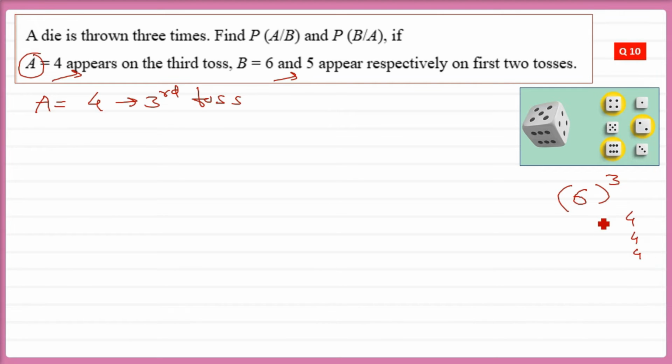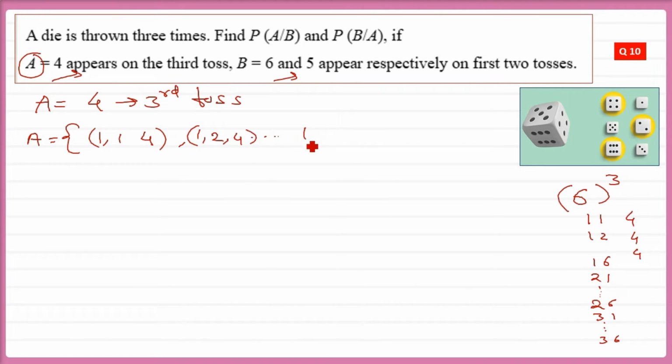Now the first and second tosses can give you 1,1; 1,2 till 1,6. Then you have 2,1; 2,2; 2,3; 2,4; 2,5; 2,6. Then 3,1; 3,2; 3,3; 3,4; 3,5; 3,6. Then 4,1 to 4,6. Then 5,1 to 5,6. Then 6,1 to 6,6. The 4 in the end will remain the same. Let me write it here. Let me make a set. 1,1,4; 1,2,4.